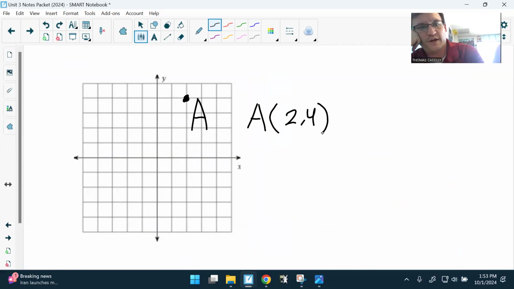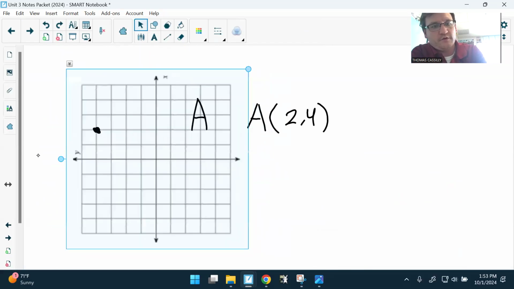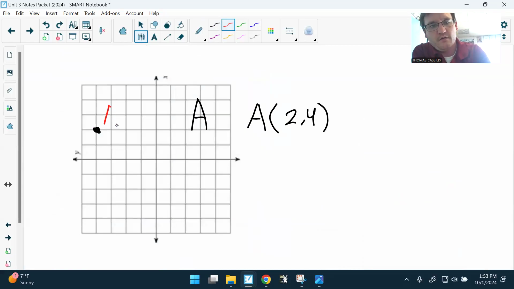Now, if I take point A and rotate it, so we're talking about rotation, I'm going to spin this 90 degrees. 90 degrees is a quarter of a turn. Let's figure out where that ends up. I'm going to call this A prime. After a 90-degree rotation, if we think about that, we are at (-4, 2). So I'm going to write that ordered pair down, (-4, 2). I'm going to spin it again.